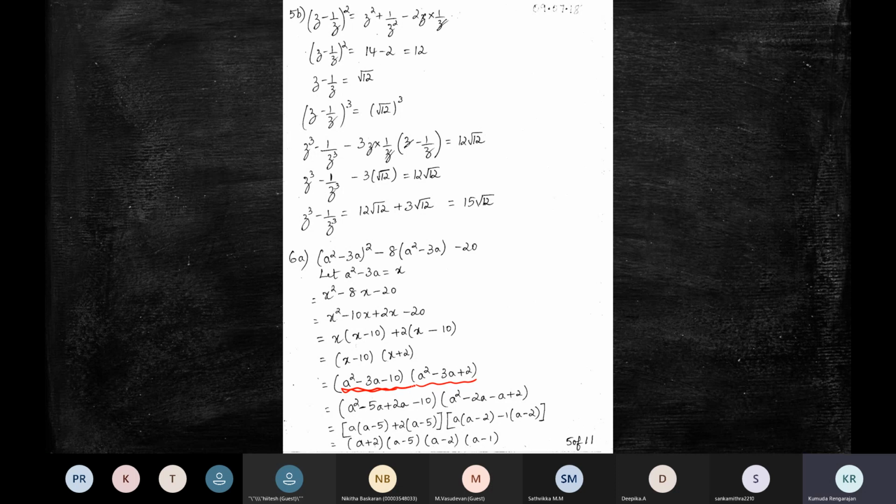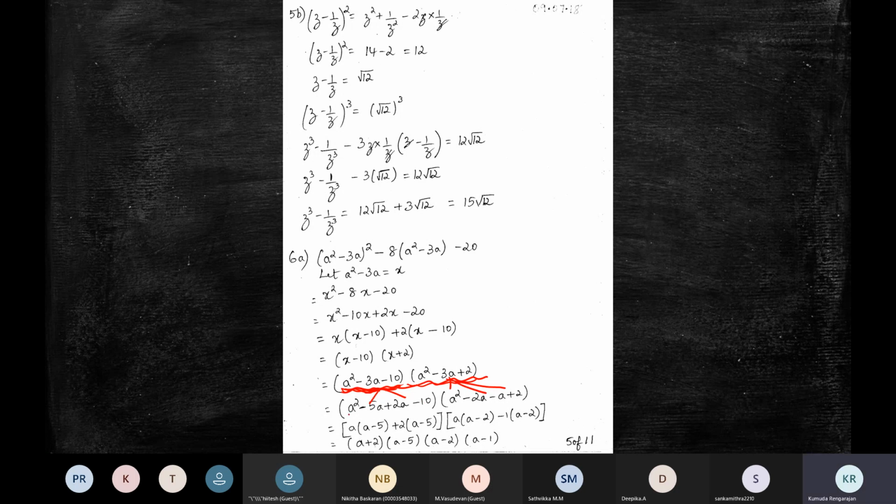Try by splitting the middle term. If you're able to find two numbers that satisfy the sum and the product, you can factorize. Sometimes you may not be able to factorize it. So in that case, you can leave it quadratic. So try to factorize by splitting the middle term. And in both the cases, you're able to find two numbers that satisfy the sum and the product. So you're able to split the middle term.